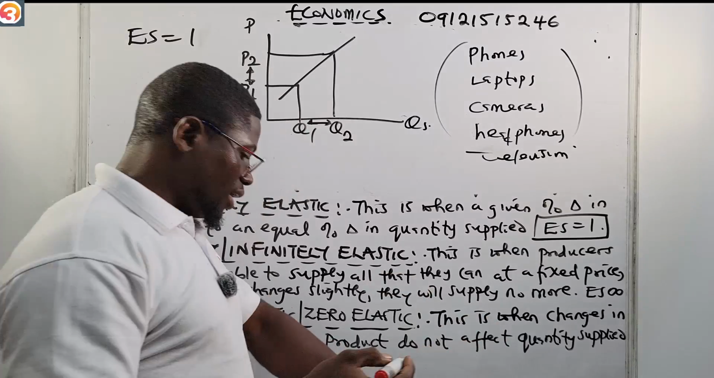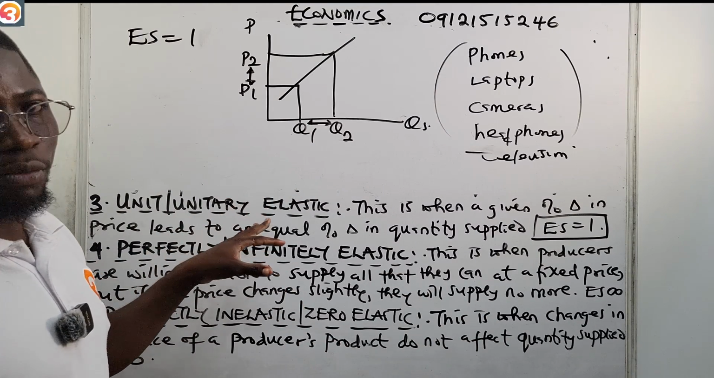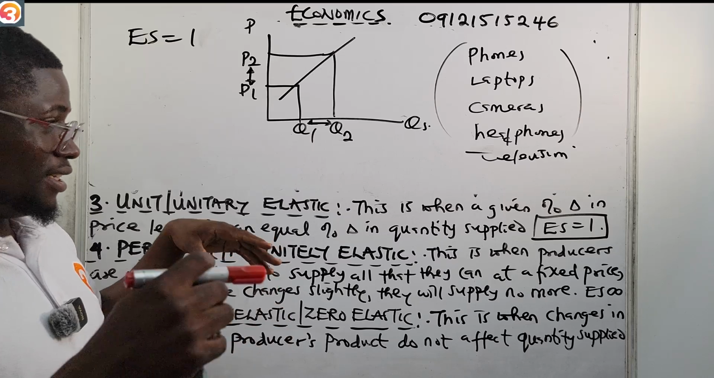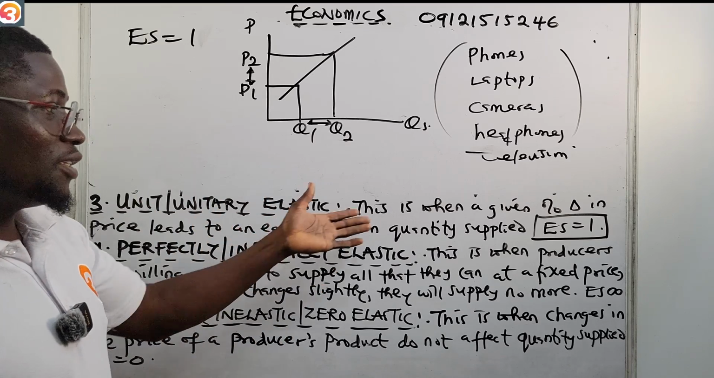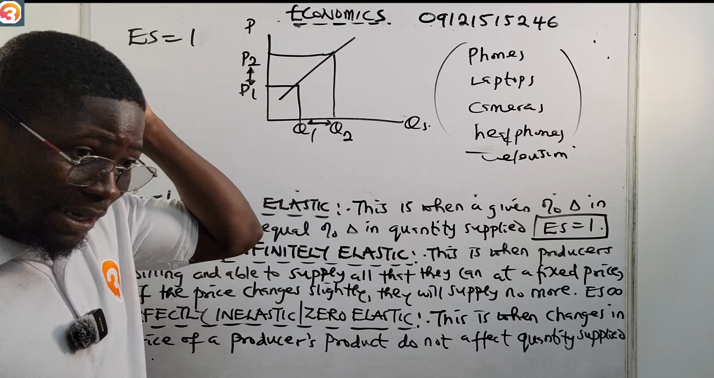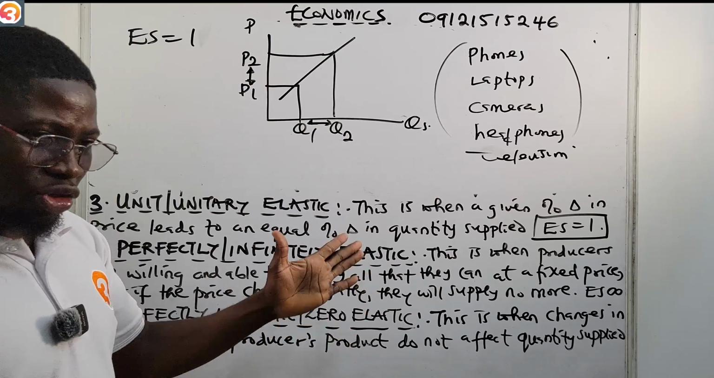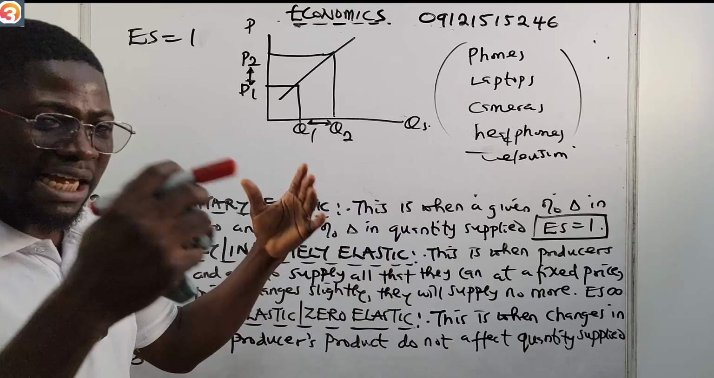All these ones are all examples of what? Of unit or unitary elastic supply, irrespective of the price change. When the price changes, people will keep on supplying, and people will keep on buying, whether the price changes or not. It will be equal. People will buy as much as they are producing.